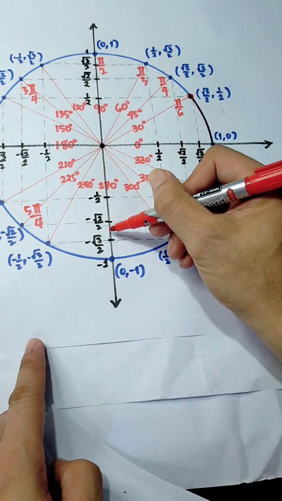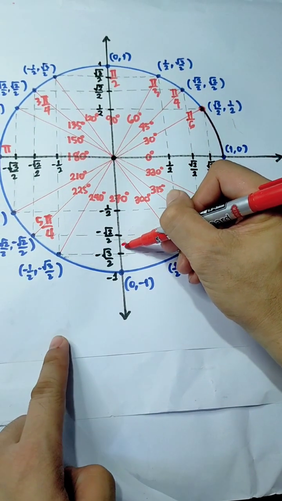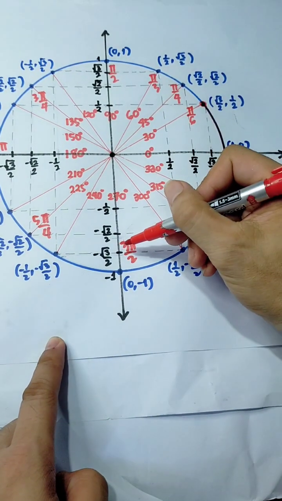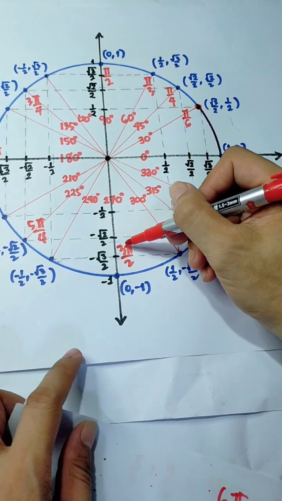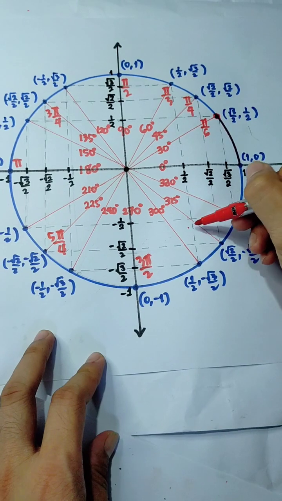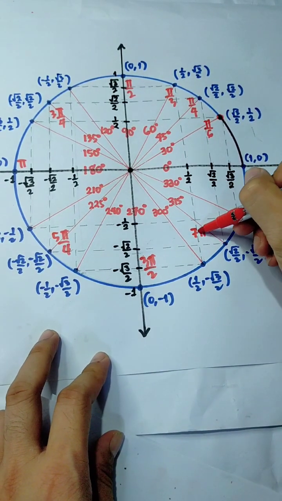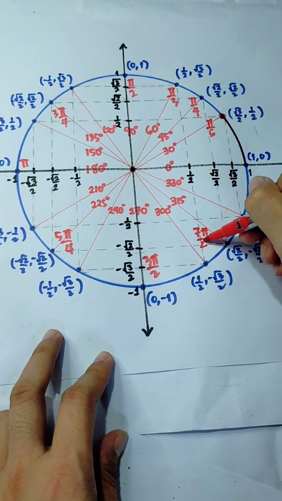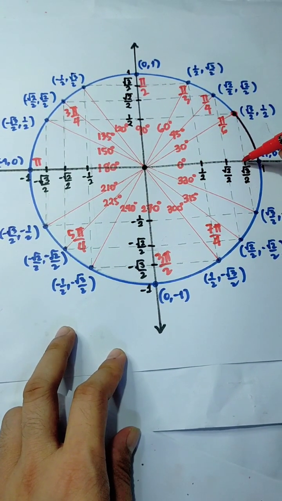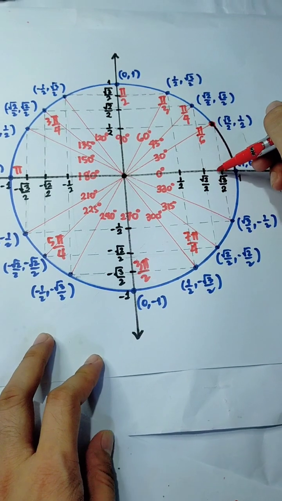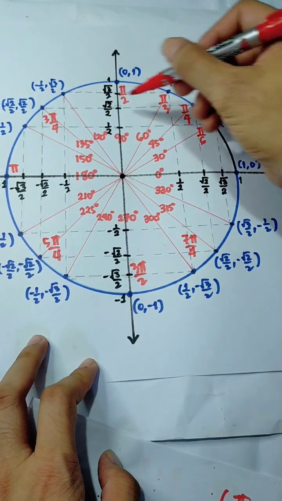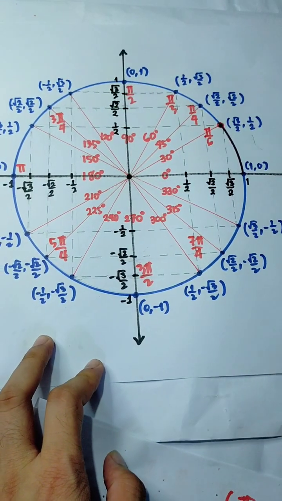We can reduce that to 3 over 2 pi. So this is 3 pi over 2, that is 6 of pi over 4. So this one is 7 of pi over 4, and then finally we go back to 2 pi here. Okay, so we're finished with every 45 degrees.